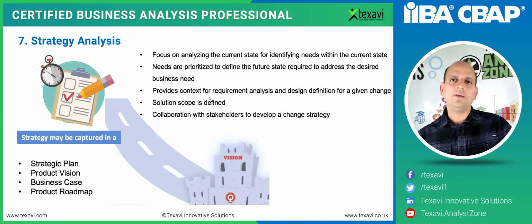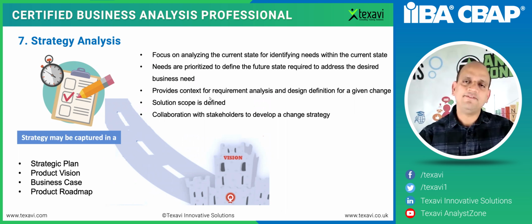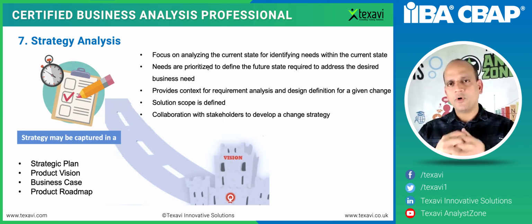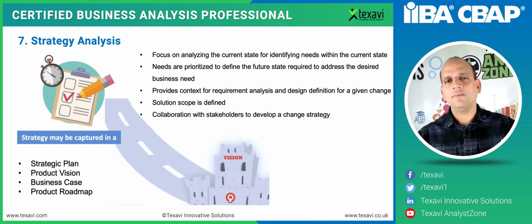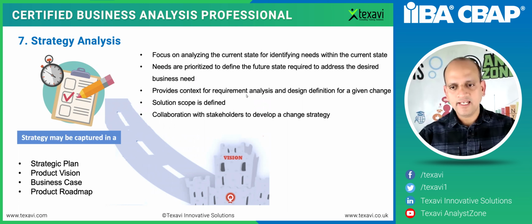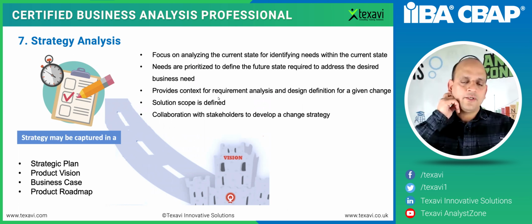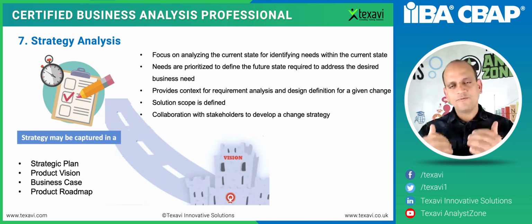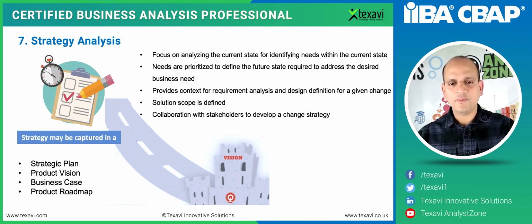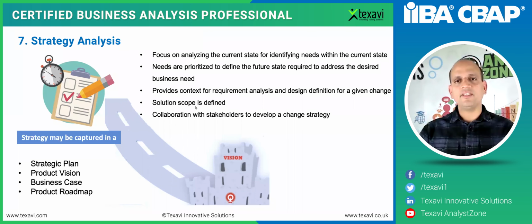We need to again go back to the prioritization of requirements activity in the previous knowledge area, where we were discussing how you would structure your requirements and then prioritize them, then trace them, and then assess the changes and how you would get to the point you want to be. It provides a context for requirement analysis and design definition for a given change. This is what we were talking about yesterday, right? In the context of requirement analysis and design, you actually need to have that sense of where you are so that you can go from here to where you want to be. And that's where the solution scope will be defined: these are the boundaries, this is what is in scope, and this is what is out of scope.